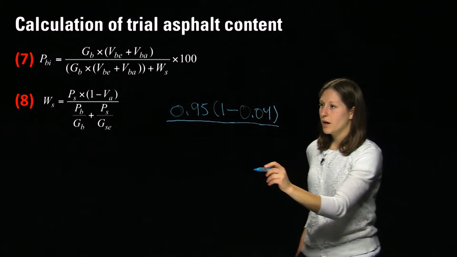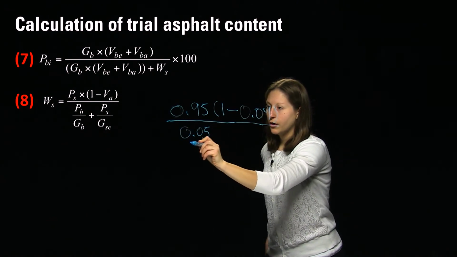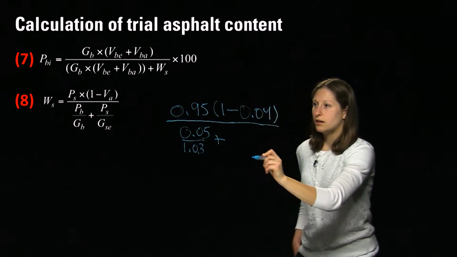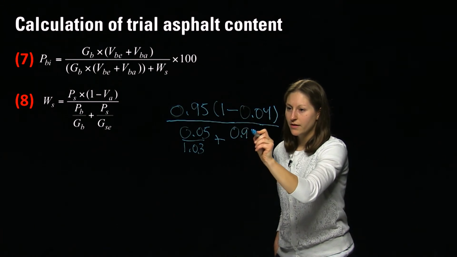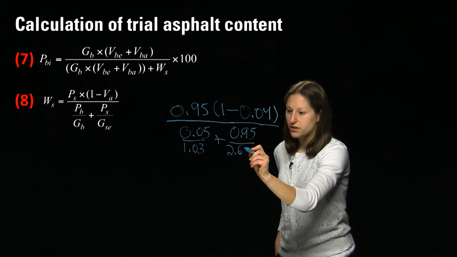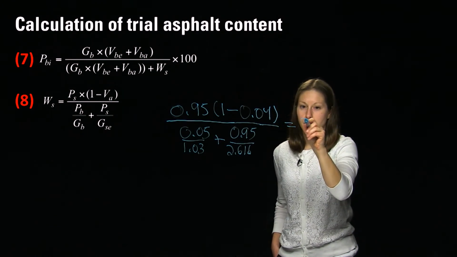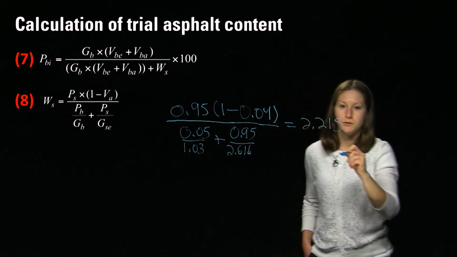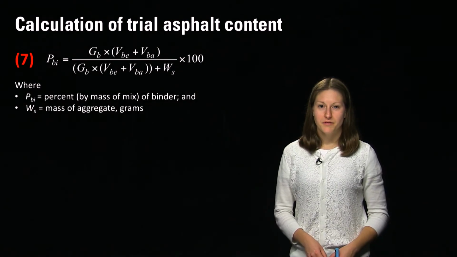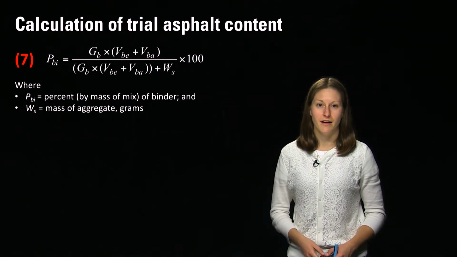We divide this by the ratio of our Pb, which recall was 0.05, over our binder specific gravity, 1.03, plus our Ps, again 0.95, divided by our estimated effective specific gravity, which is 2.616. This gives us a Ws value of 2.215. Now that we've calculated our aggregate mass, Ws, we can use equation 7 to calculate our trial asphalt content.